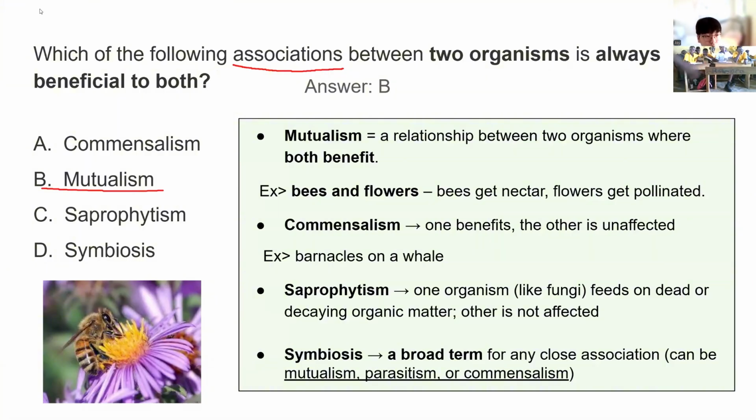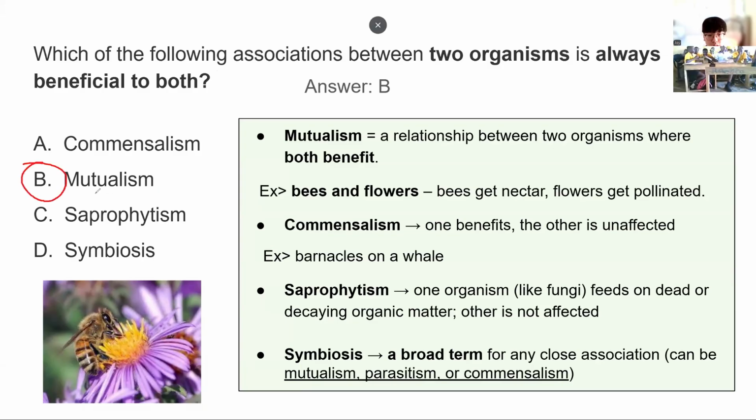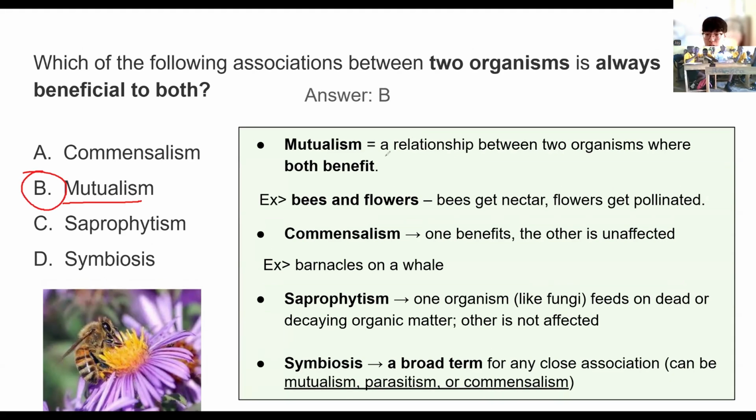I need to maybe explain some of these terms just as a review. Mutualism, the answer for this question, is a relationship between two organisms where both benefit. You can think of mutual as both, and both benefiting.